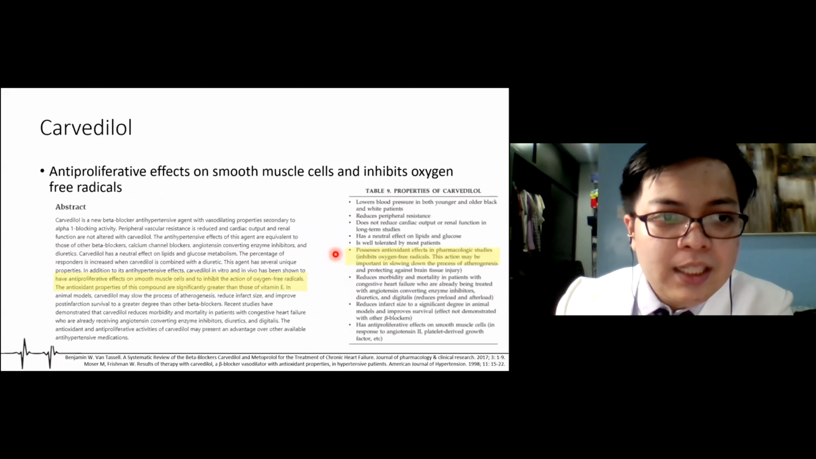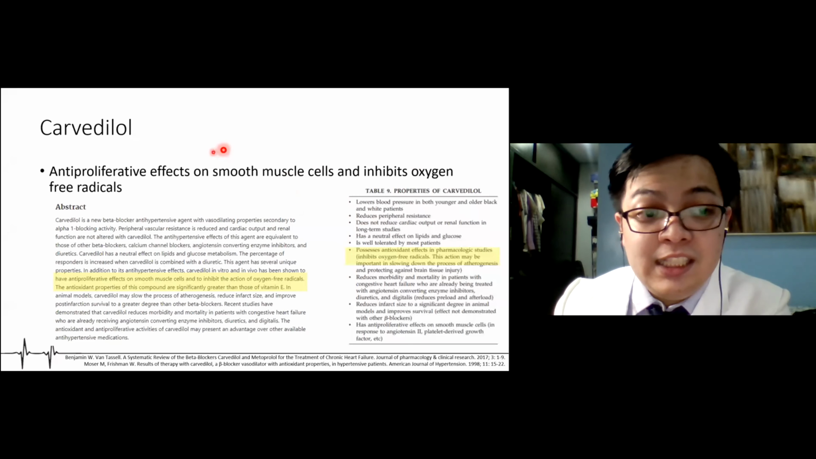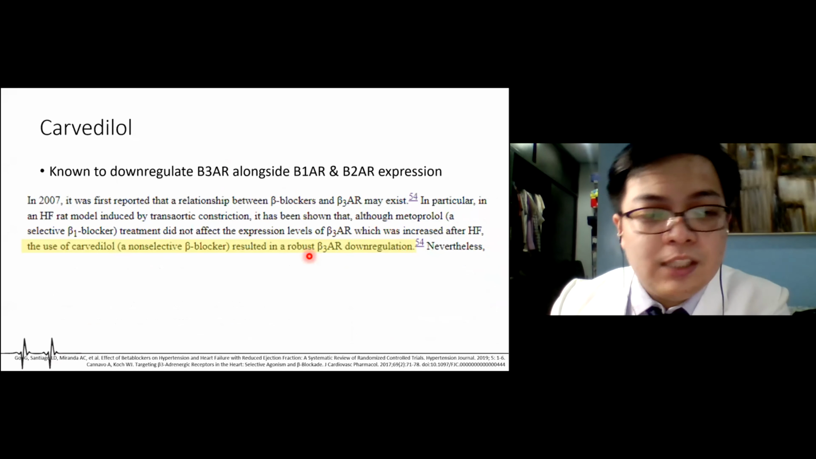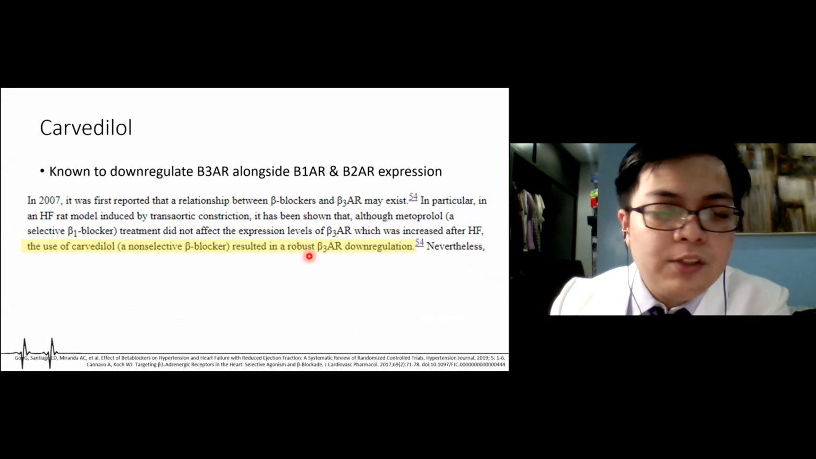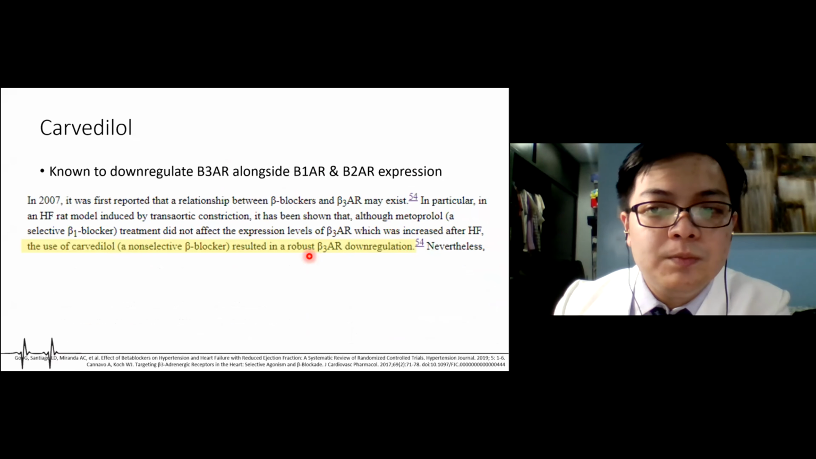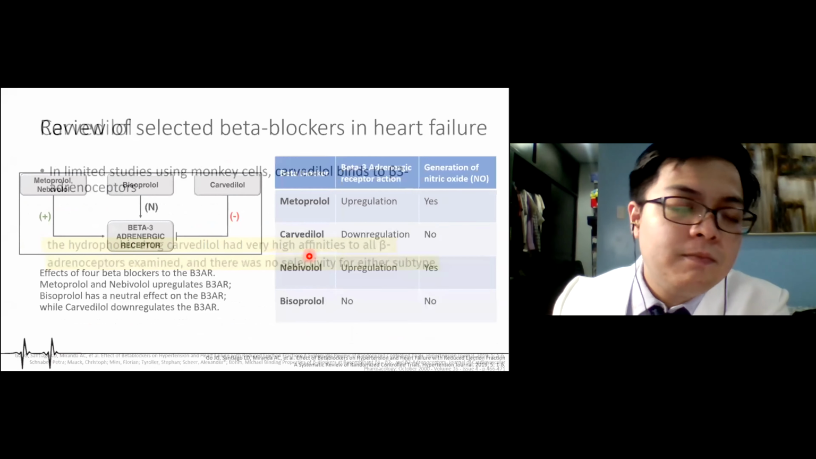It is also said that carvedilol has anti-proliferative effects on smooth muscle cells and that it inhibits oxygen-free radicals. But in comparison to the previous medications that we've discussed, it is known to downregulate beta 3 adrenoreceptors alongside your beta 1 and your beta 2. So what happens, they saw that the carvedilol binds to the beta 3 adrenoreceptors and it downregulates them.